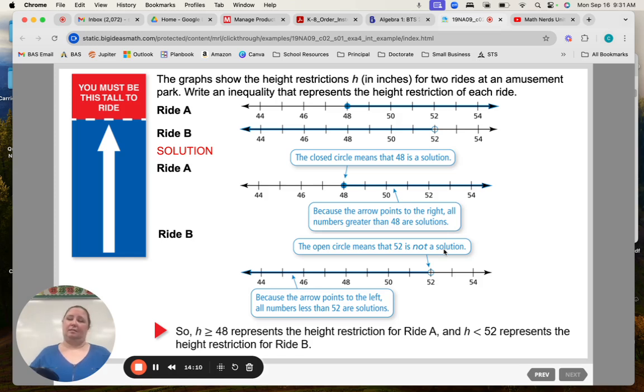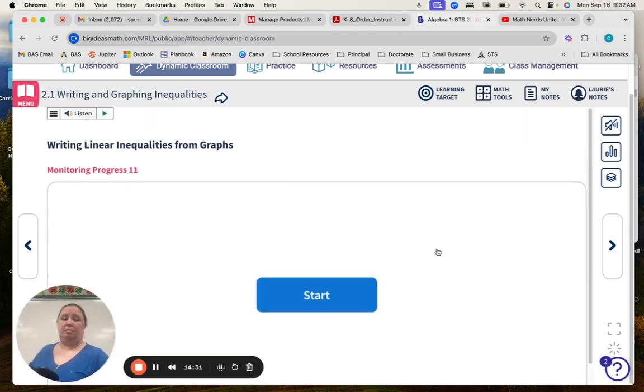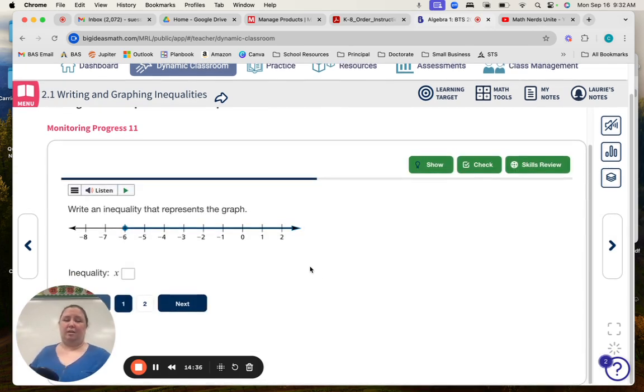Wait, the next lesson or the next example? No, lesson. This is our last example today. So your 2 answers here would be H is greater than or equal to 48 for ride A, and then for ride B, H is less than 52. Any questions? No, ma'am. All right. So then your last thing is to do the last monitoring progress 11, which I'm guessing is just write an inequality that represents that graph. Yeah, it is. You can do it. And then that's it for today. You'll do the practice assignment tomorrow.